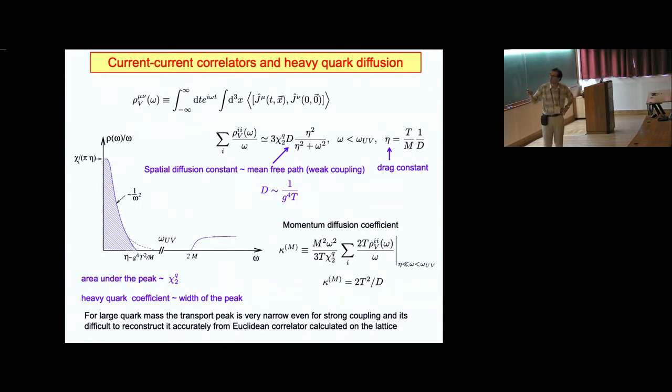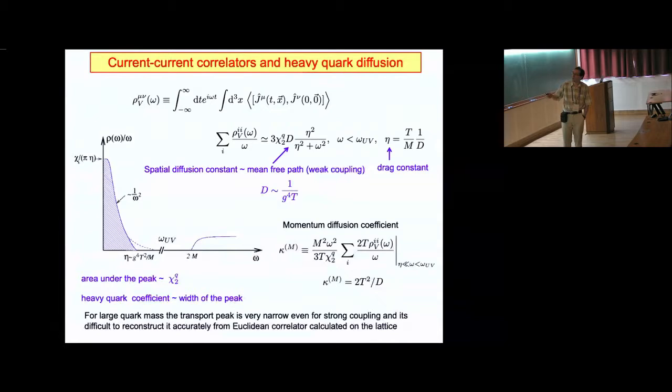In perturbation theory, you could show that this coefficient is proportional to 1 over g to the 4 power T. That means at weak coupling, the relaxation time is very long, and therefore this transport peak is very narrow. As you go to stronger coupling, this peak gets washed out and may be wide enough that you could even calculate it on the lattice.